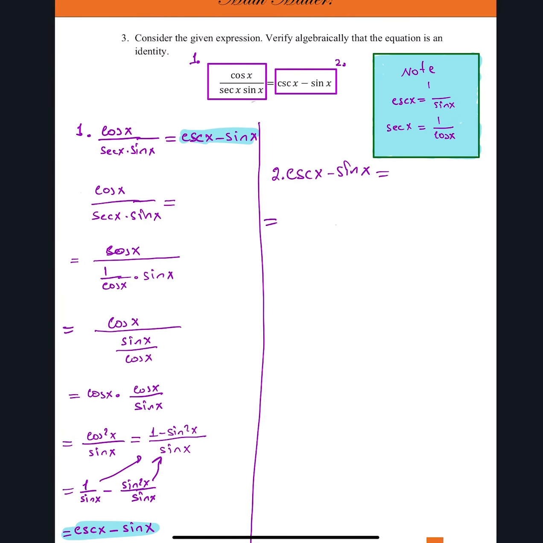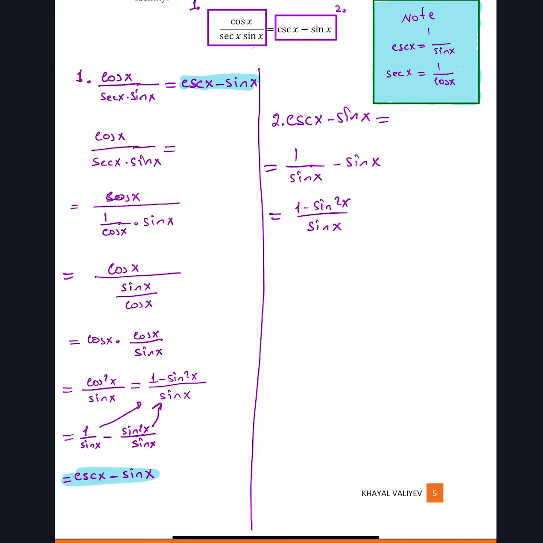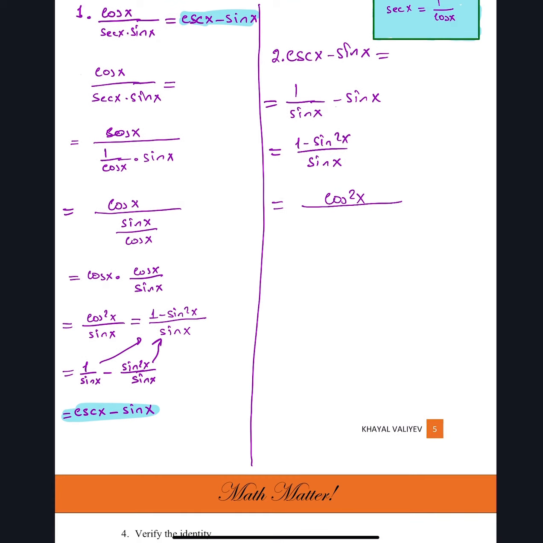So cosecant is just 1 over sine x, right? Take away a sine x. So which means it's actually 1 take away sine squared x divided by sine x, right? So 1 take away sine squared x is just cosine squared x. We already used it: cosine squared x plus sine squared x equals 1. That means cosine squared x equals 1 take away sine squared x, divided by sine x. So instead of writing cosine squared x divided by sine x, let's just write cosine x times cosine x divided by sine x.